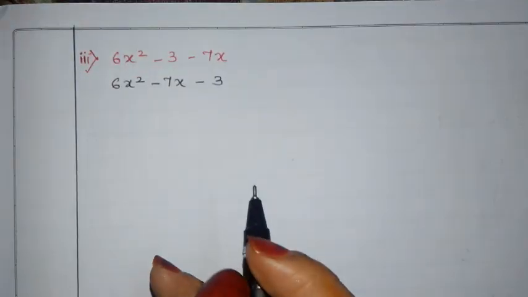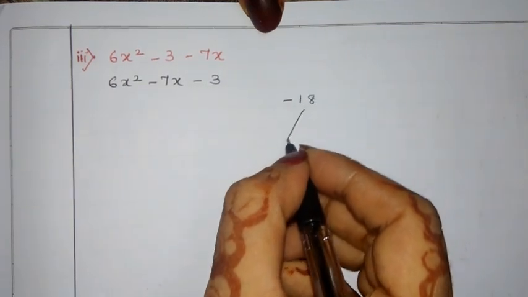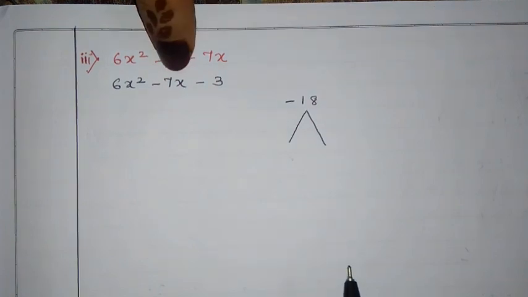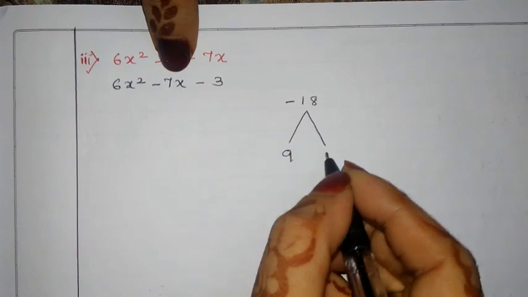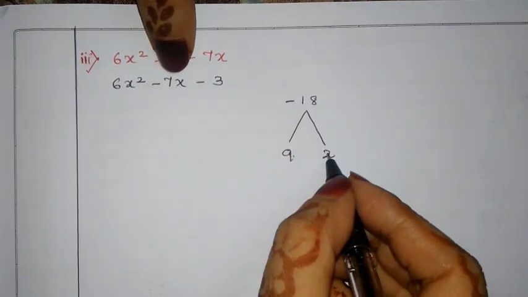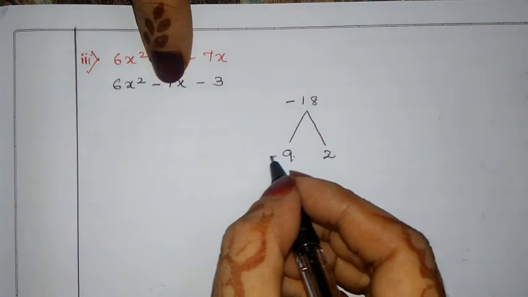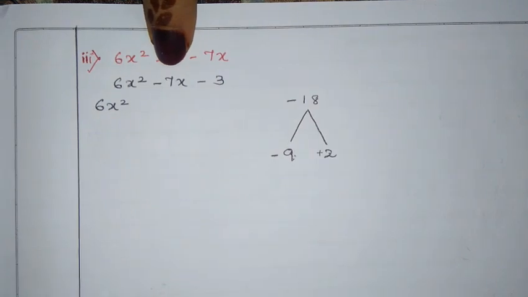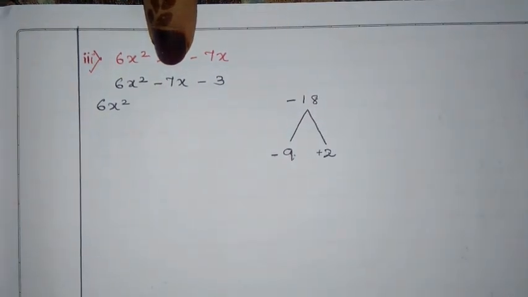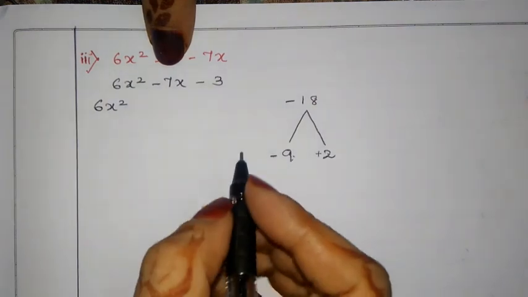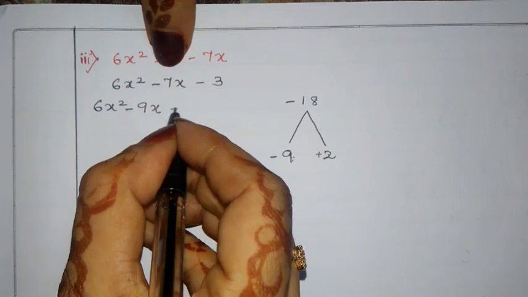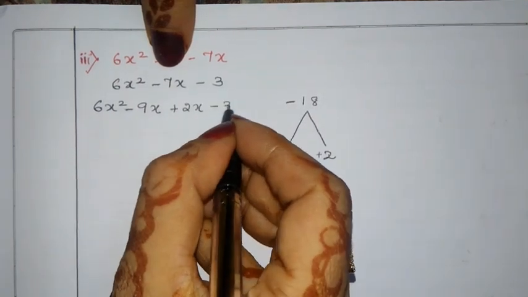Now same way we will do 6 into 3. 6 3s are 18, minus 18. Two such numbers, when we multiply, should give 18, and when we add or subtract should give 7. So 9 2s are 18, and 9 minus 2 is 7. The greater number should be minus. So let us write 6x square, we got minus 9x plus 2x minus 3.